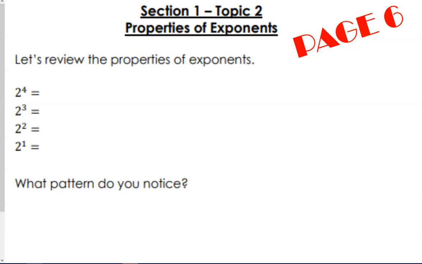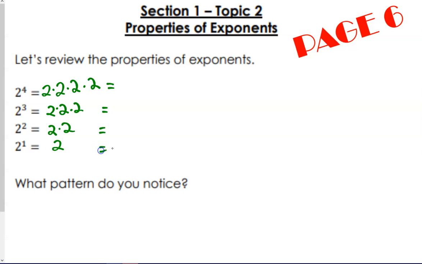Alright guys, we are going to do properties of exponents. So first let's explore some patterns and go from there. Here, 2 to the 4th power means we have 2 multiplied by itself 4 times. 2 cubed is 2 multiplied by itself 3 times. 2 squared is 2 multiplied by itself twice. And 2 to the power of 1 is just a 2 by itself.